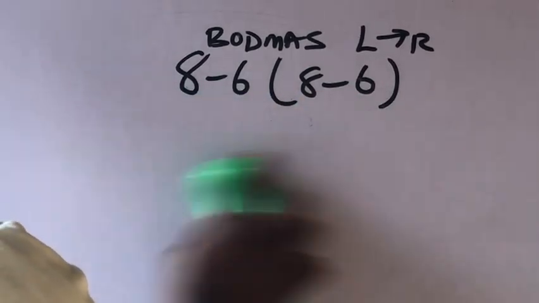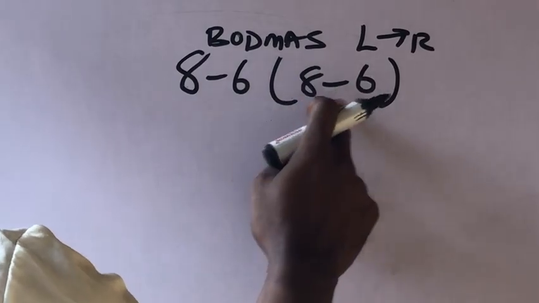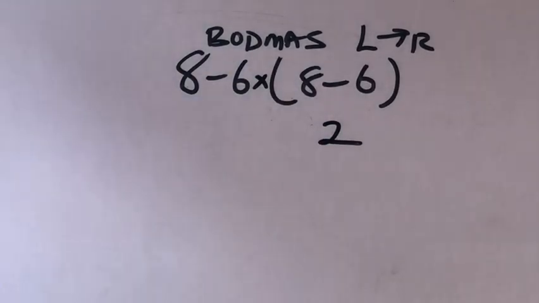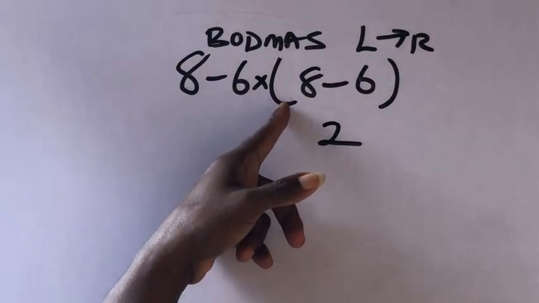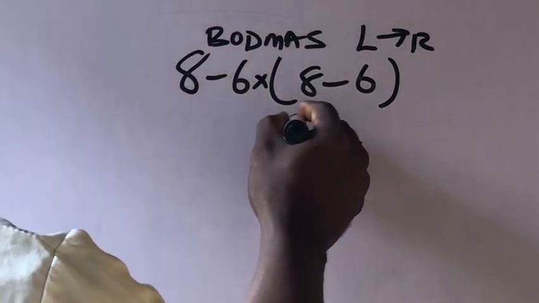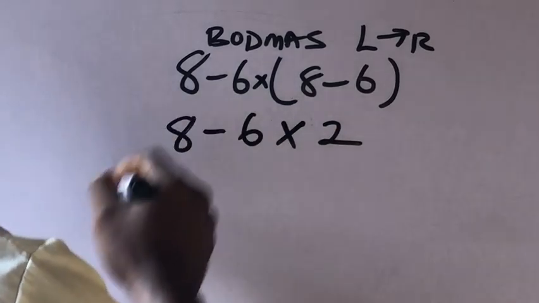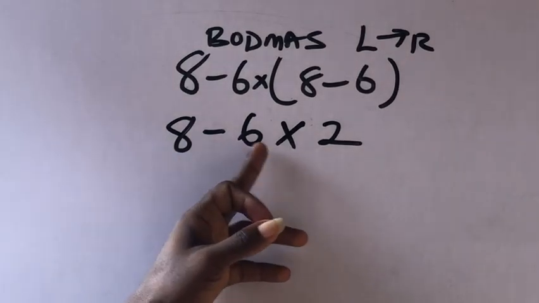If you are following that rule, this is what our answer will be. First of all, you do this bracket. 8 minus 6 will give us 2. There's an invisible multiplication here. Why? Because if a number is close to parentheses, it means multiplication. So we put the multiplication sign here. So this is how it is going to look like. Now you have 8 minus 6 times 2.